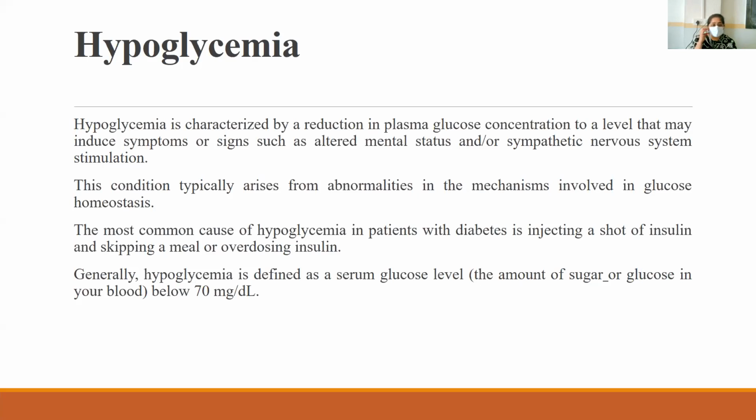Hypoglycemia is characterized by a reduction in plasma glucose concentration to a level that may induce symptoms or signs such as altered mental status and/or sympathetic nervous system stimulation. So hypoglycemia is a condition where you have a less amount of glucose in your body. And what is a symptom of that? You usually feel very dizzy.